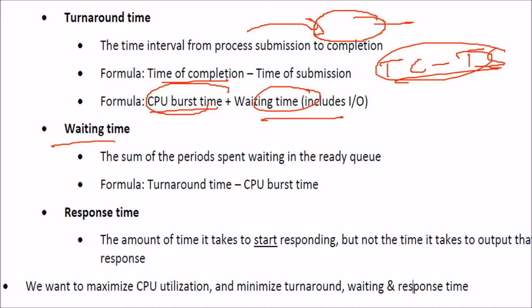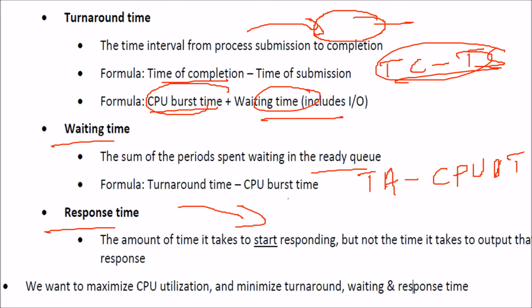How about the waiting time? Waiting time, as I just said, is the sum of the periods it spent waiting in the ready queue. This is the waiting time. So the formula will be the turnaround time minus the CPU burst time. Then response time. Response time is, you have submitted the request, and the first point you get some response. I'm not talking about the total completion. I'm just saying the time the first response you receive is the response time.